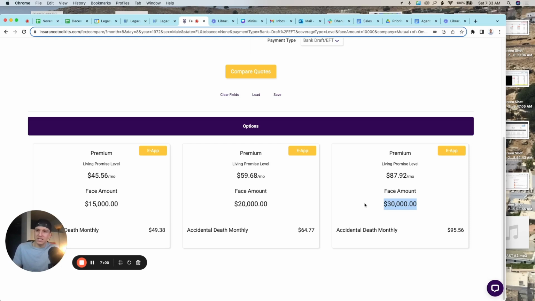Again, this $15,000 is basically affordable for everyone on a fixed income, and it's going to allow you to go to bed at night knowing that if something happens to you, your family will be taken care of, okay? That $15,000, if you can get approved, is going to be $45.56. You follow me there? Okay. Now, the second option for you here, you write that down, okay?